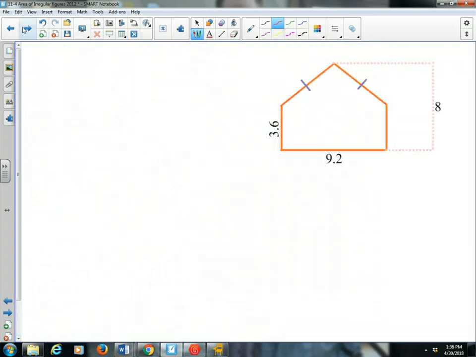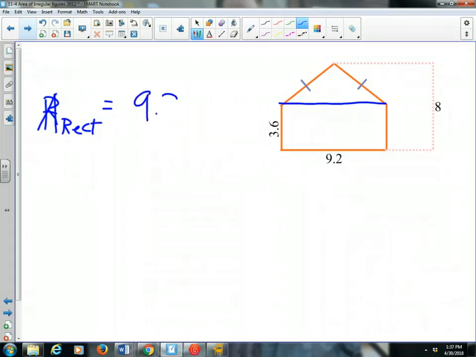All right, here's another pentagon house-looking shape. Again, we're going to do the exact same thing we did with the last one. We're going to cut it right here, and that way we can find the area of the triangle and the area of the rectangle. The area of the rectangle is base 9.2 times the height of 3.6. 9.2 times 3.6 is 33.12.